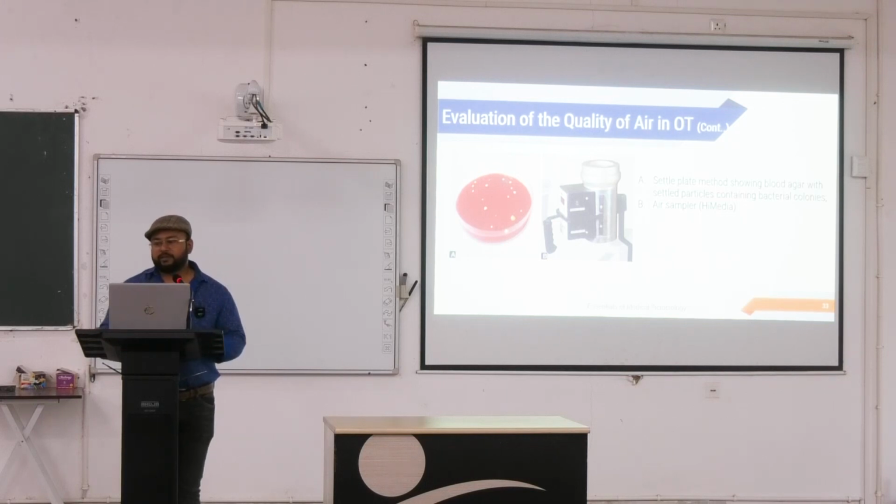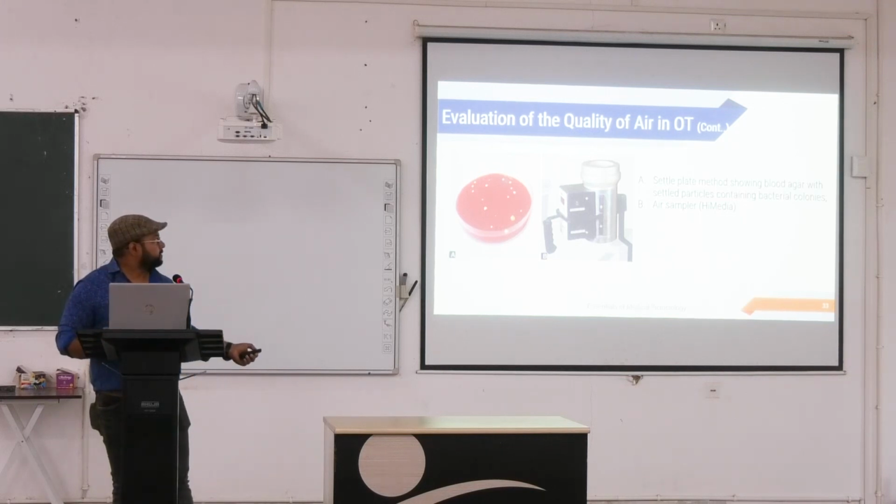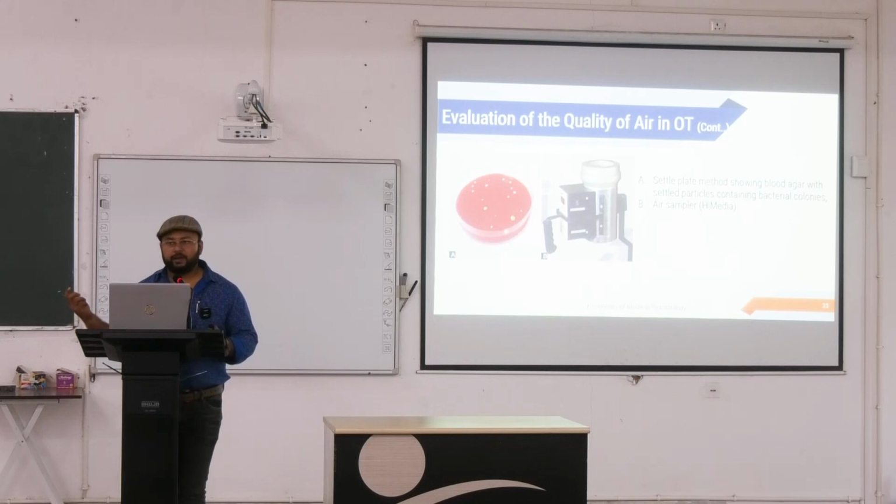The settle plate method shows a blood agar plate with a settled plate containing bacterial colonies. And this is the air sampler method. Here we actively suck the air with a machine in the OT or ICU. That machine contains a bacterial culture medium, and after that we incubate for 18 to 24 hours, and we have to see if there is any kind of growth in the plates.